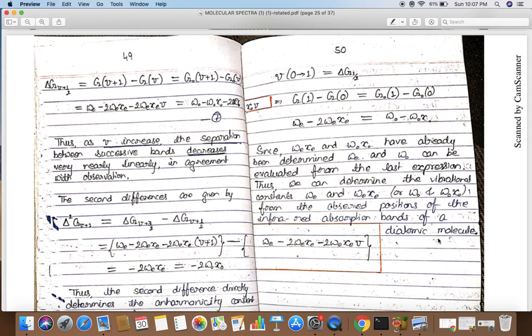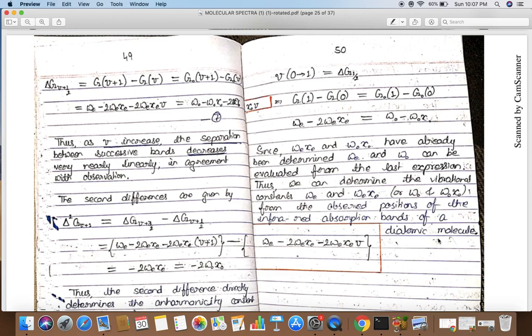So once you have the fundamental and the first overtones, with respect to their positions we can find out these anharmonicity constants. So this is all about the diatomic molecule as an anharmonic oscillator.